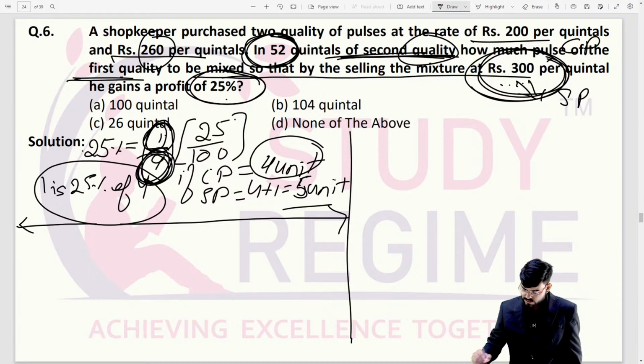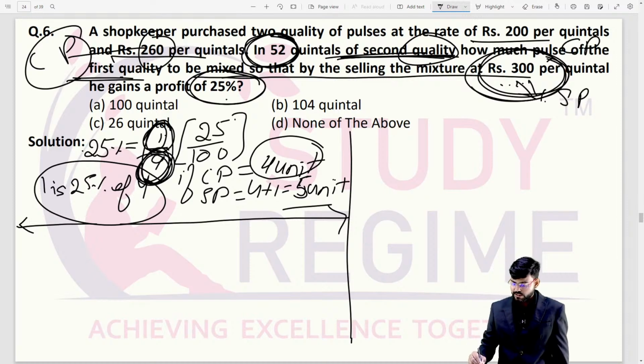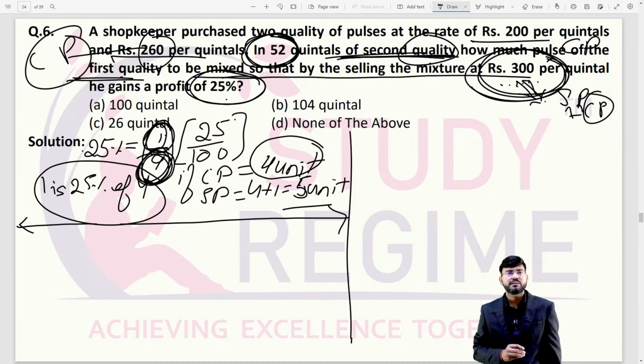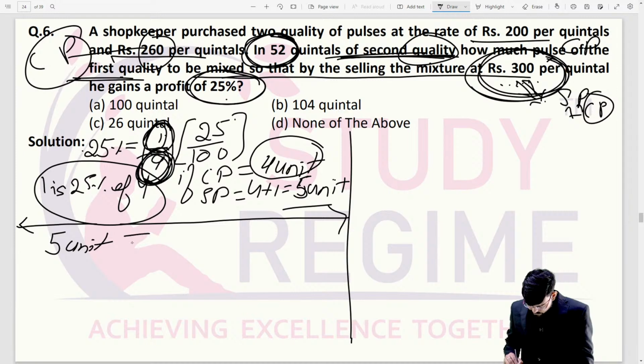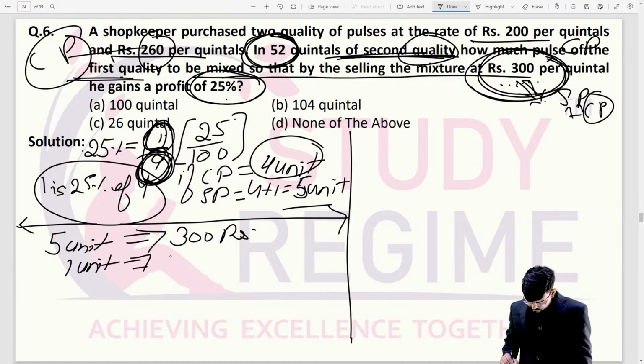Here it is given cost price, this is also cost price, but here it is given selling price. So I need to convert this selling price into cost price first. So after making a profit of 25%, I can just write like this. 5 units represent 300 rupees. So 1 unit will represent how much? 60 rupees. So 4 units will represent 4 into 60, that means 240.